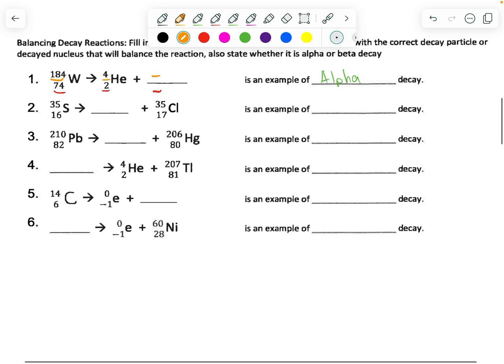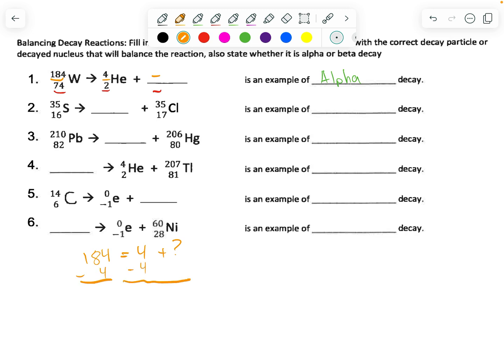So let's try the top numbers. If we were to make this an equation, that would be 184 equals 4 plus blank. We don't know what that is. Well, you can subtract 4 from both sides. Subtract 4, and we get 180 is equal to our mystery number. So we can place that here. For the bottom numbers, again, 74 is equal to 2 plus our mystery number. Again, we need to get rid of that 2. We want that mystery number by itself. So 72 is equal to our mystery number.